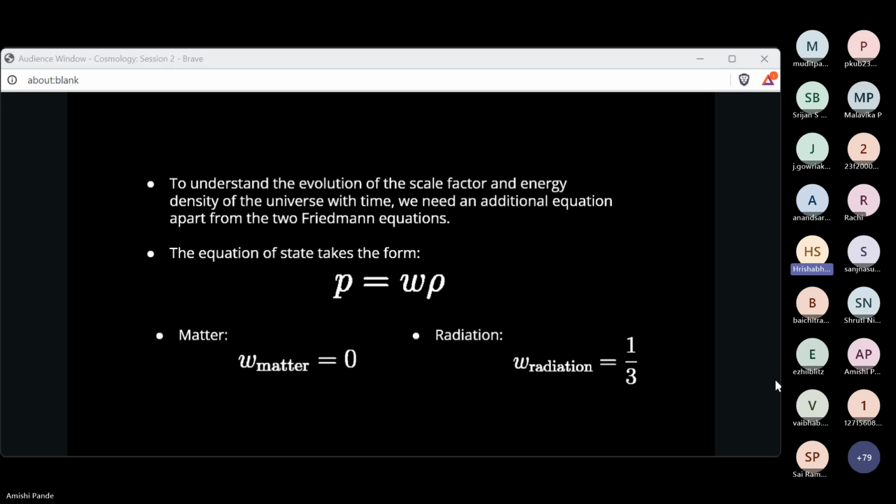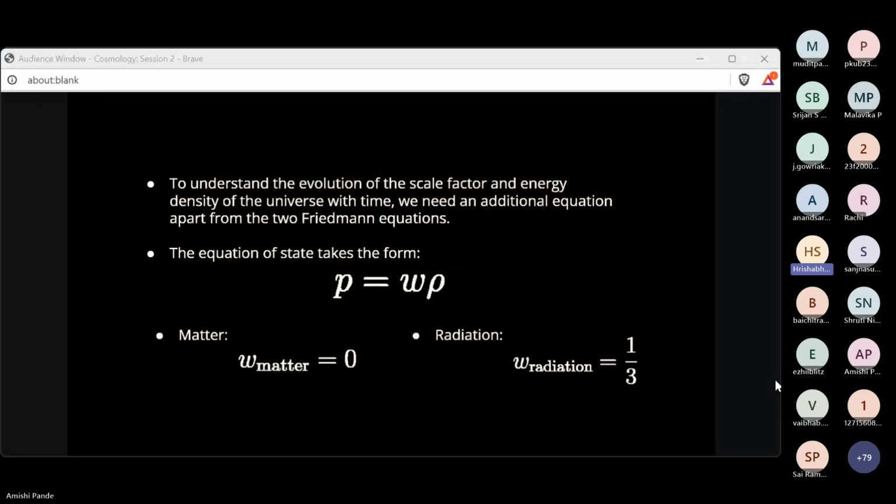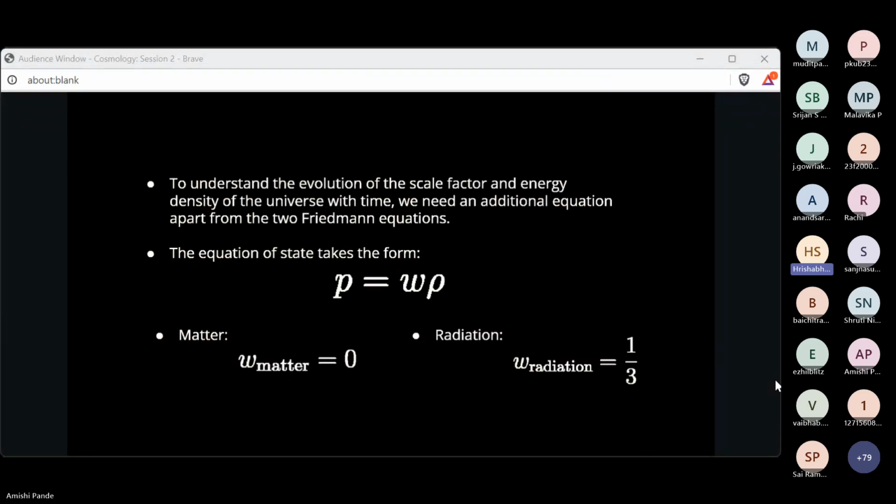I said that in the fluid equation we are trying to find rho as a function of time, but it had P as well, which is also a function of time. So we need to find some relation between P and rho in order to solve that equation. Otherwise, in one single equation, we'll have two different variables as a function of time, or as a function of scale factor, which I'm using as an alias for time. So we need to look at the equation of state.